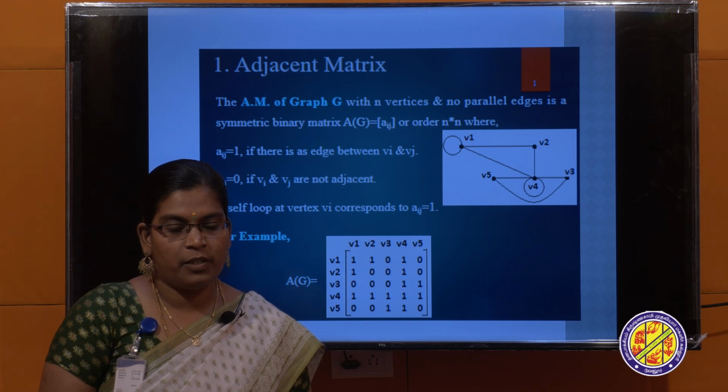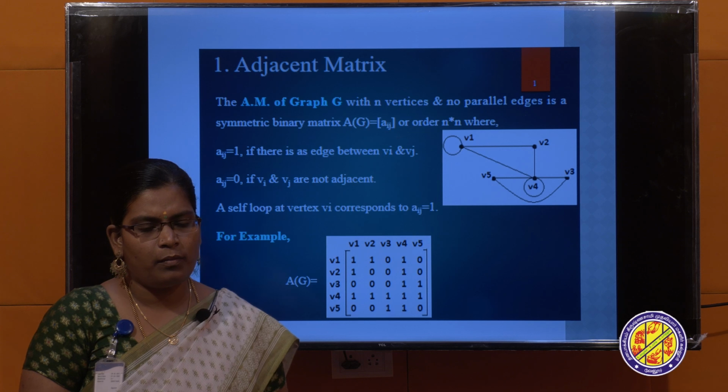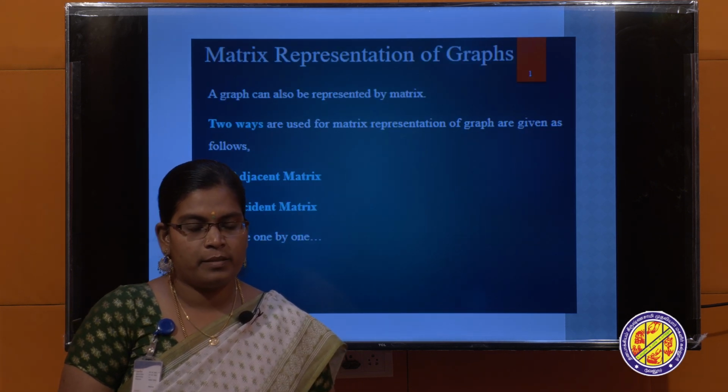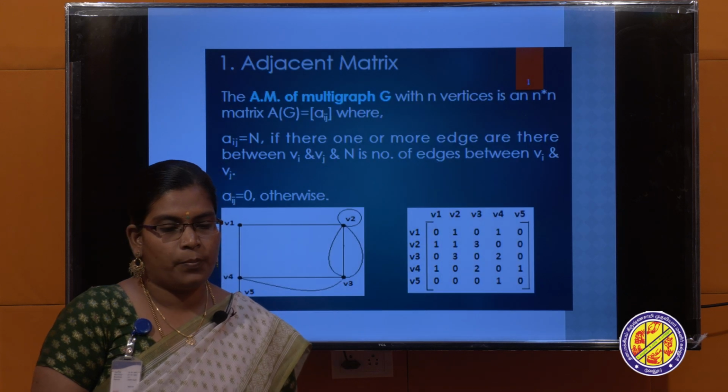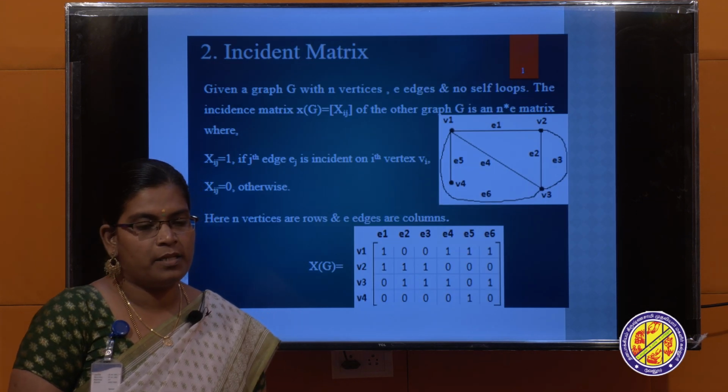There is no edge between V1 and V3, therefore, the value is 0. Similarly, we have to fill all the values of this matrix. This is another example of an adjacency matrix. Next one, incidence matrix.